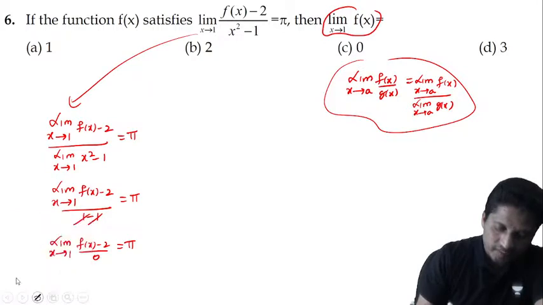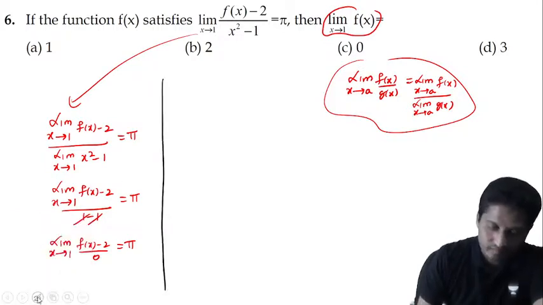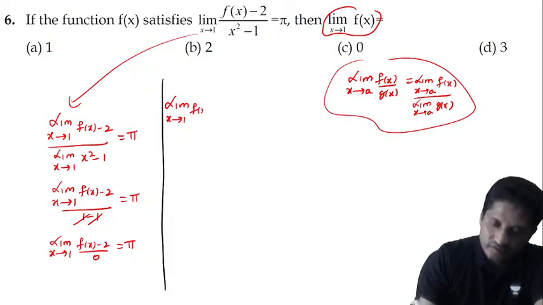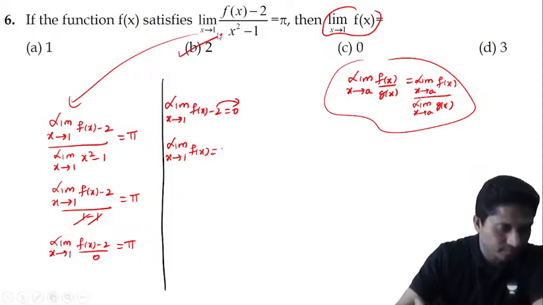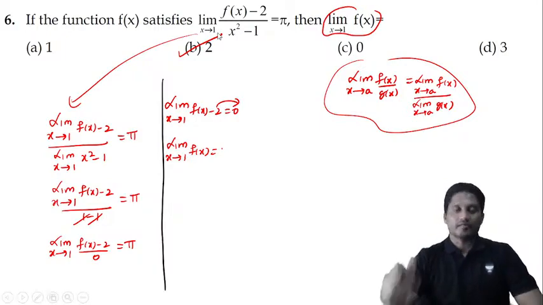If I cross multiply this, the limit as x tends to 1 of f(x) minus 2 is equal to 0. Minus 2 you shift to the right side. You will get the limit as x tends to 1 of f(x) is equal to 2. The answer should be option B. Right? Let's move to the next question.